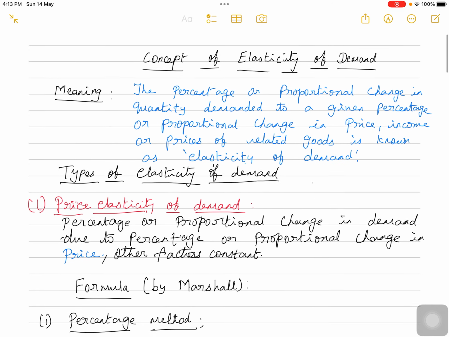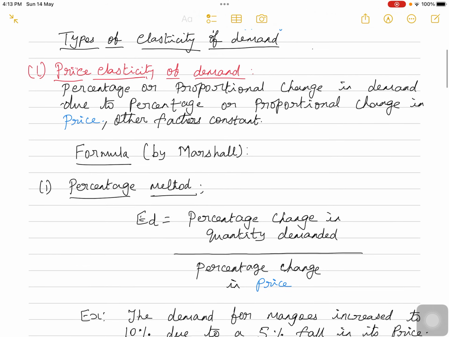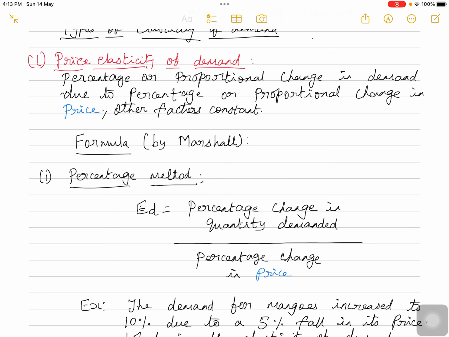Now first let us check what is the price elasticity of demand. The same meaning: percentage or proportional change in demand due to percentage or proportional change in price only, all the other factors remaining constant. Here the income of the consumer remains constant and the prices of related goods also remain constant. The demand is changing only because of the change in price of the commodity. So there is a method or formula through which we can calculate the elasticity of demand, whether the commodity or service falls under the category of elastic demand, that is like a rubber band, or inelastic demand, that is like thread.